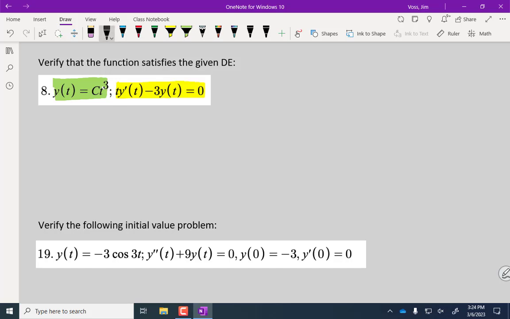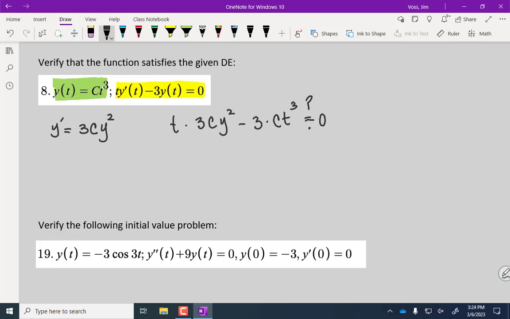So keep in mind, we have not talked about how we find this function yet. We'll do that in a minute. So there's the derivative. And now we're just plugging in to see if it satisfies the equation. So we have t multiplied by its derivative minus 3 times the function that they're claiming is a solution to this differential equation. We're going to put a question mark there because we don't know. Is it true or not?